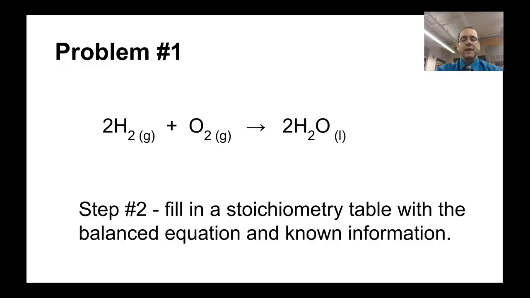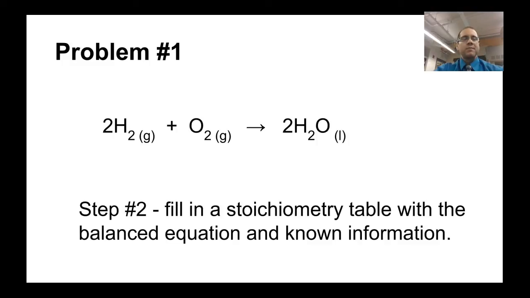All right, you should have come up with 2H2 as a gas for the hydrogen, since hydrogen is diatomic, plus O2, because oxygen is also diatomic and it's a gas, to yield 2H2O as a liquid. That's your balanced chemical equation for the combustion of hydrogen gas to make water.